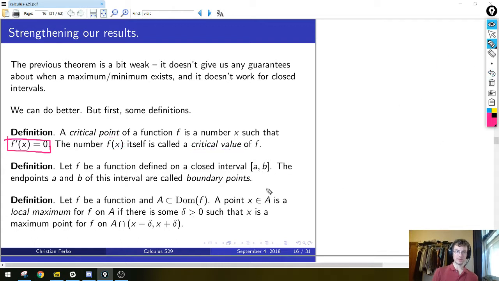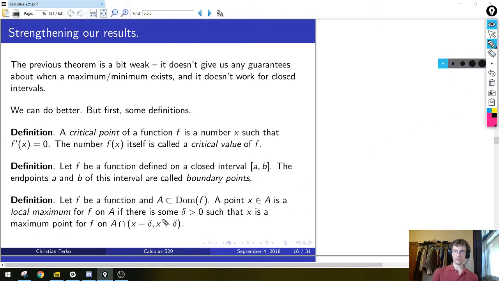Okay, one more thing. Since we're trying to fix the closed interval issue, if f is on a closed interval AB, we want a word for those two endpoints of the interval, and we'll call those boundary points. So A and B are boundary points of f if it's defined on the closed interval AB.